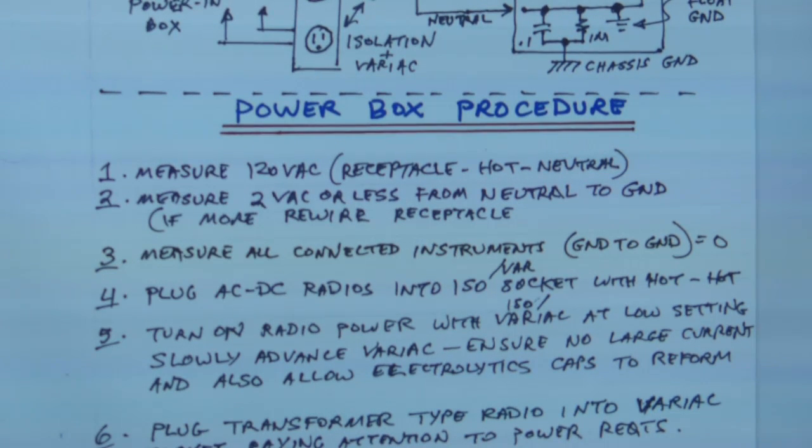Now, point 4, plug AC/DC radios into the ISO /variable socket. I had to squeeze that in. I realized I should have put both of them in. Okay, and with hot to hot. By that I mean go back and check, especially if you're dealing with an AC/DC radio, which has a floating ground.